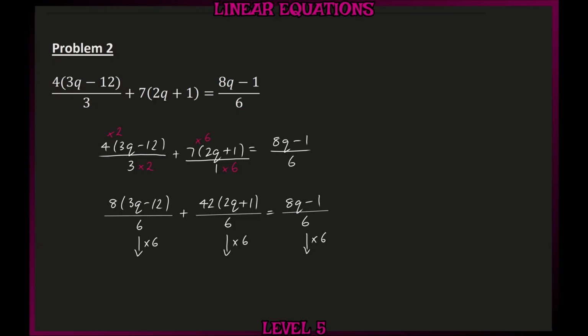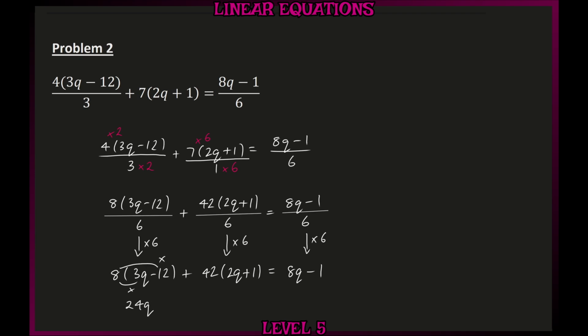And this leaves us with 8 times 3q minus 12 plus 42 multiplied by 2q plus 1 is equal to 8q minus 1. We can now expand the brackets on the left hand side. So 8 multiplied by 3q gives us 24q.